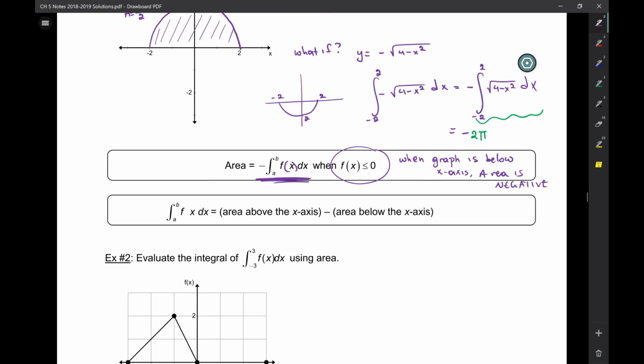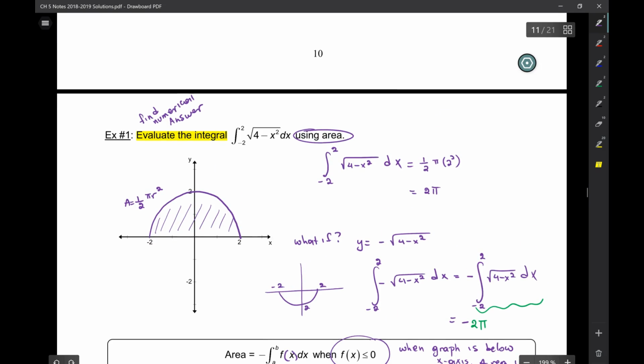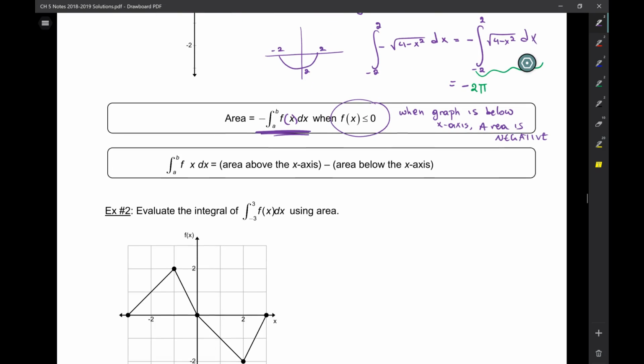So here, this one? Well, negative 2 pi is good enough because pi is a number and 2 is a number. So evaluate doesn't mean to get a decimal answer necessarily, just a numerical answer. Yeah, 2 pi is fine.